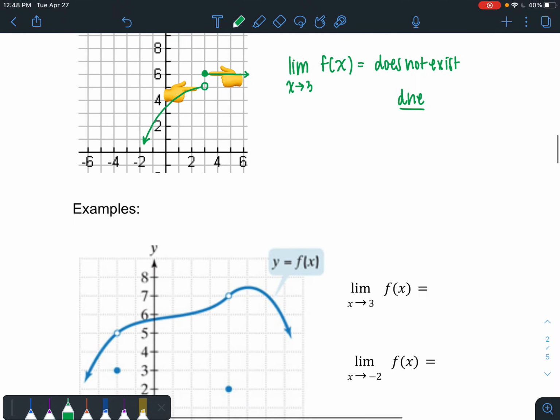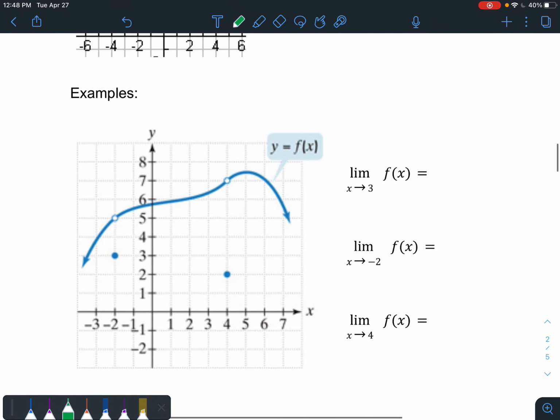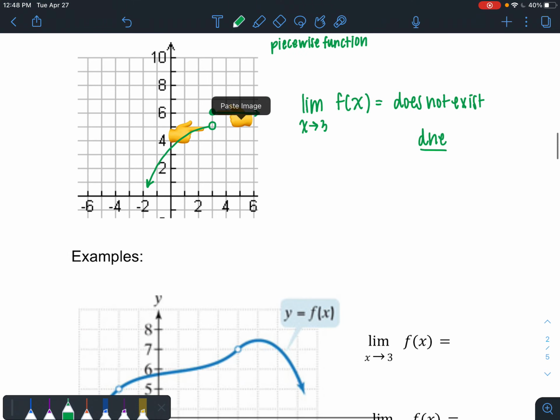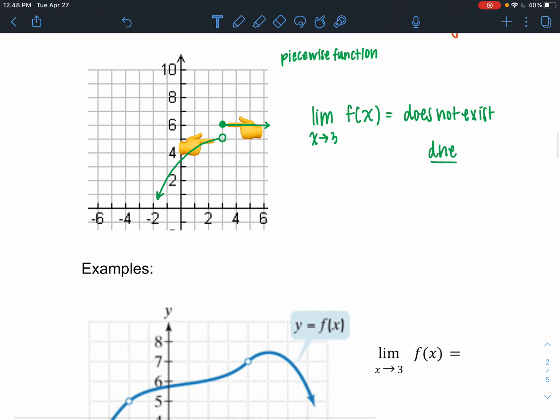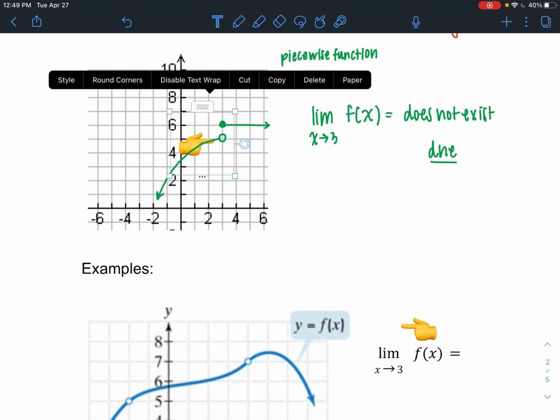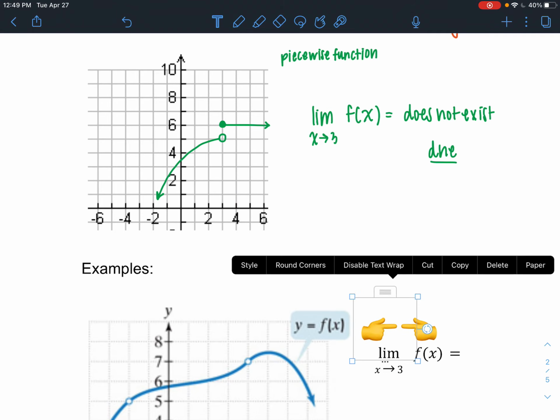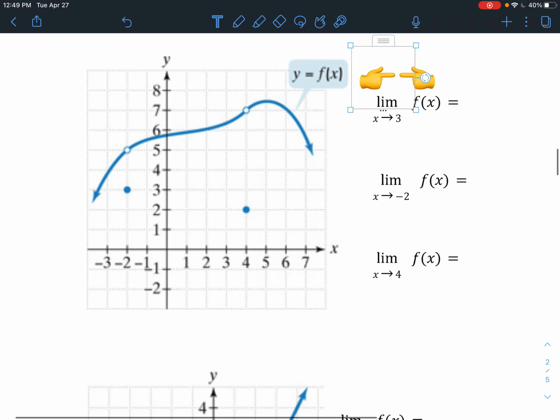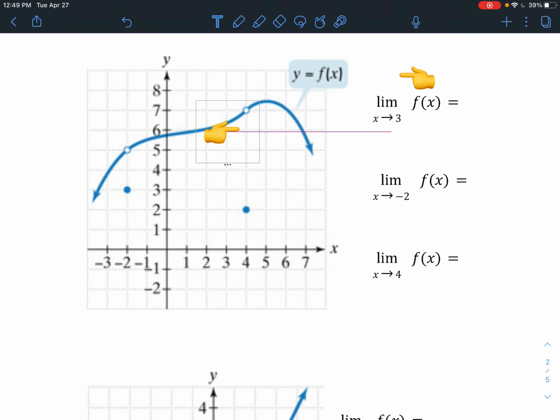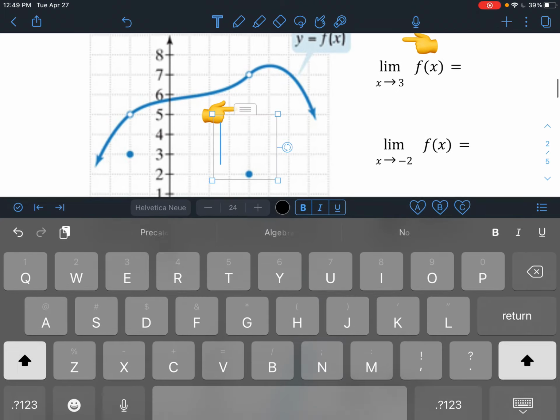Okay? So let's look at these few examples down here. So if I were to, I'm going to drag these hands down. Okay, so I'm looking at the limit of f of x as x approaches 3. So I'm going to go ahead and, oh, I don't know how I just did that. Okay, nope.